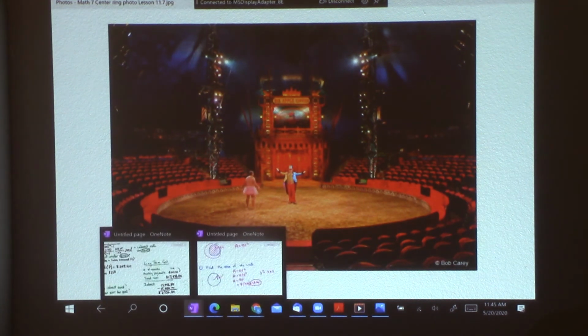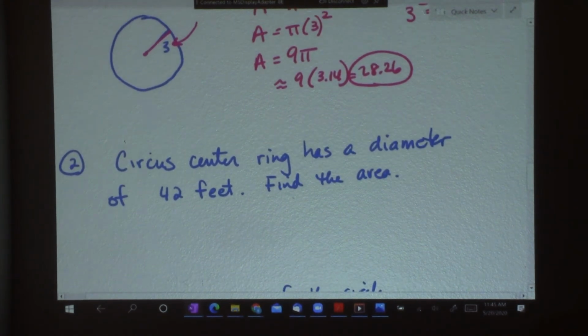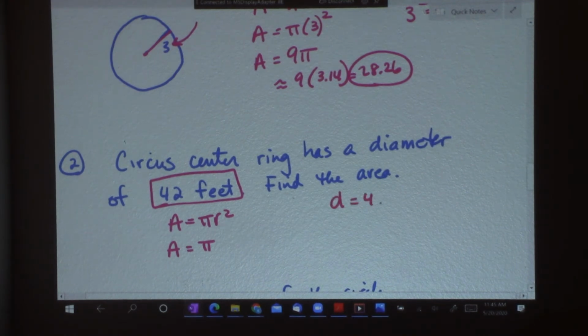Okay, so let's go back. Now, I already wrote down the important facts. The circus center ring has a diameter of 42 feet. Find the area. So I have my pi r squared, and I'm going to have pi and the radius. Now, be careful. Diameter is 42. We don't have diameter, but the radius is half the diameter. So I take the diameter and I divide it in 2, and that's what I use. So be careful what you're solving for, okay?